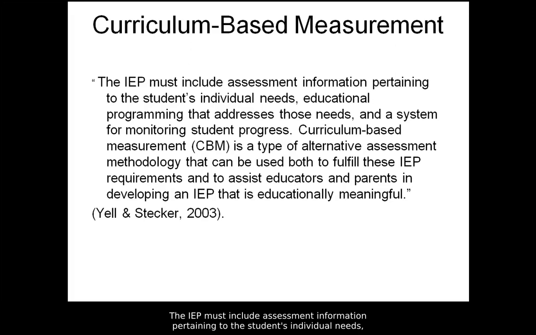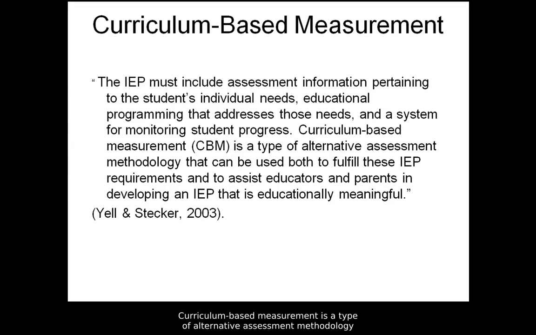The IEP must include assessment information pertaining to the student's individual needs, an educational program that addresses those needs, and a system of monitoring the progress. So assessment information pertaining to the student's individual needs would be the present level of academic achievement and functional performance. Individual program that addresses those needs are those goals and objectives, along with the supports and services and accommodations and modifications. And a system for monitoring student progress.